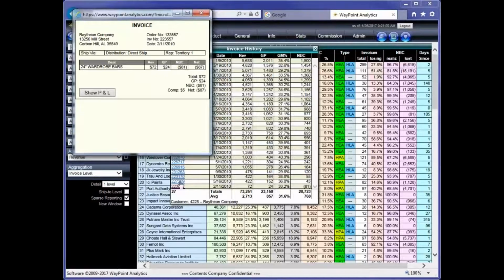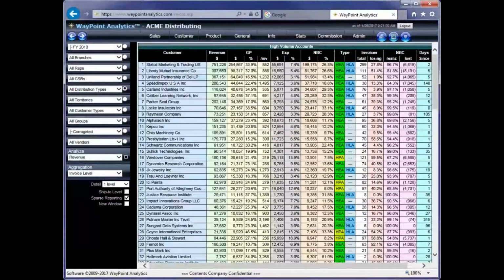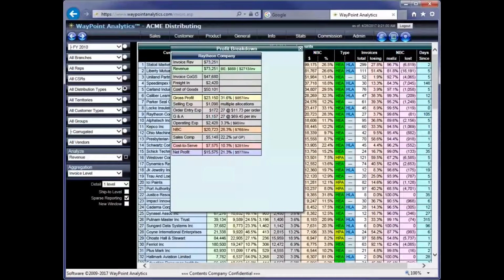So for Raytheon, we can go and get a list of all of their invoices, and they're all ranked in order of profitability, so we can see which invoices made money and which invoices lost money. We can even see what was on the invoice. So we can pop those things up and get some insights into what's going on.